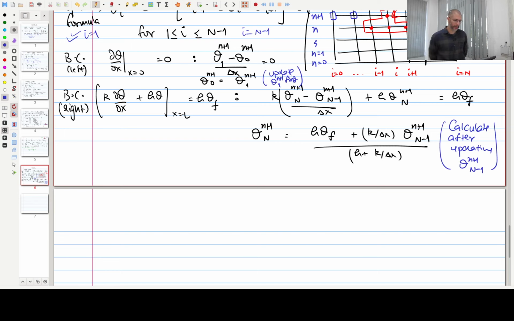So I made a note that you have to update the interior points first. Well, not all of them, but just at least these two of them.